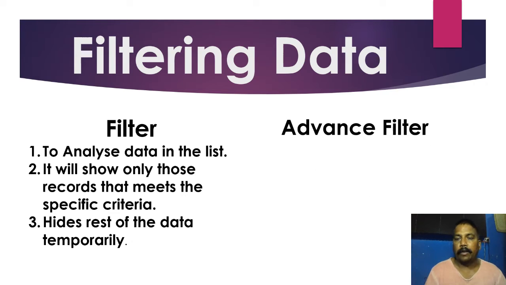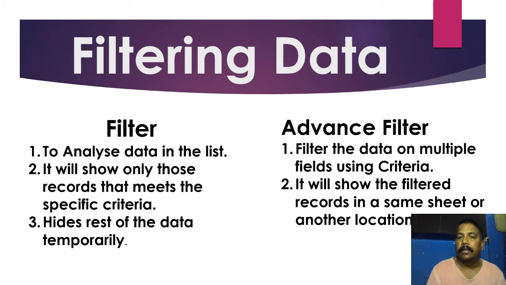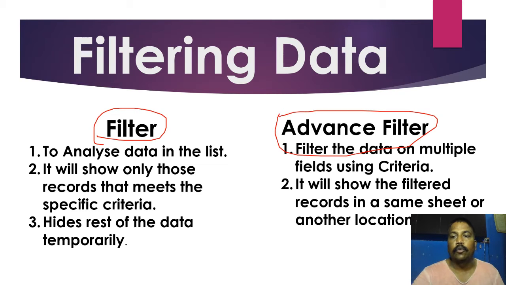Now the next one is auto filter, advanced filter. Now what will happen in advanced filter? It filters the data in multiple fields using criteria. Next one, it will show the filtered record in the same sheet or at another location. Now let's see how these two options of Microsoft Excel work, filter and advanced filter.